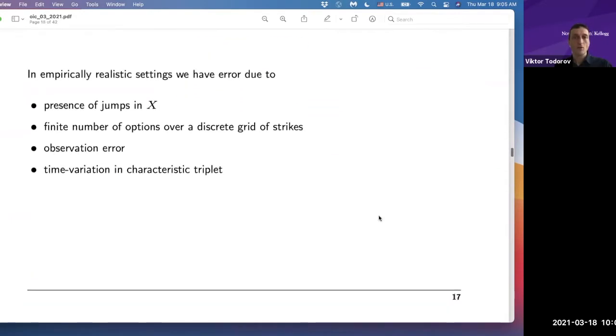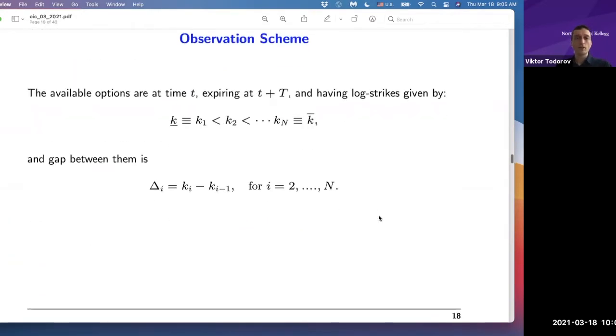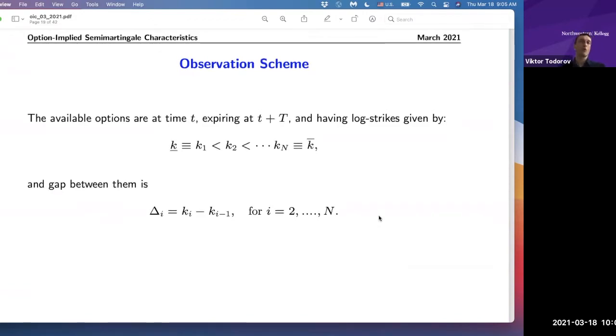Yeah. So now, I will go quickly through this, because going from a continuum of strike grid to a discrete strike grid is kind of trivial. You will replace the integral with the Riemann sum approximation, or use a trapezoidal rule or something like this.